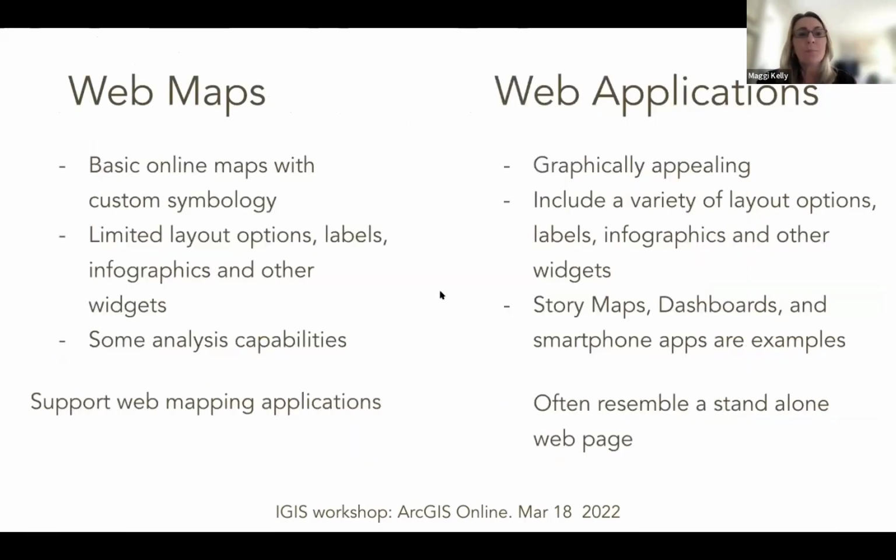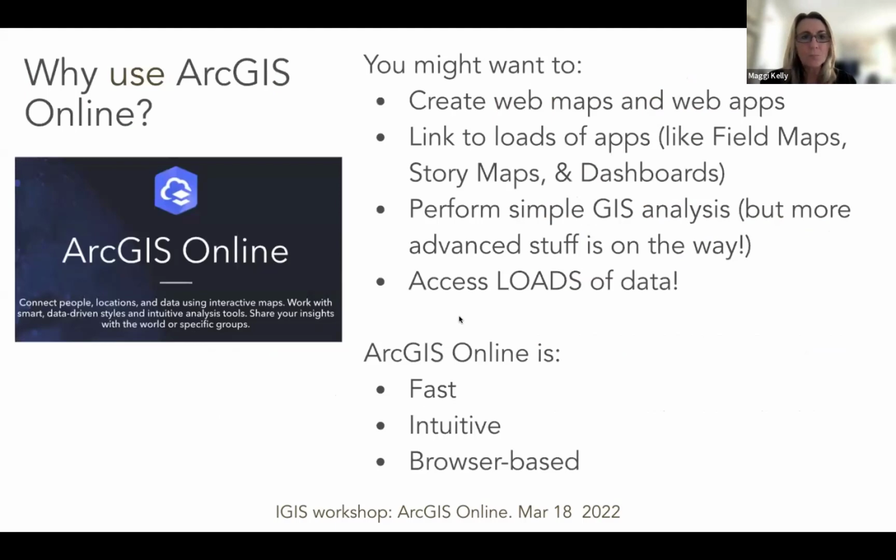So web maps in review, they're basic online maps with custom symbology. They've got some limited layout options, labels. They have some analysis capabilities sometimes. They're usually built to support something larger, which could be a web application. And these are very content rich, graphically appealing, variety of data sets, story maps, dashboards, smartphone apps. All of these things fall under the definition of web applications. And these often resemble a standalone web page that has mapping elements incorporated into them. And we do both of those things, web maps and web apps, in ArcGIS Online.